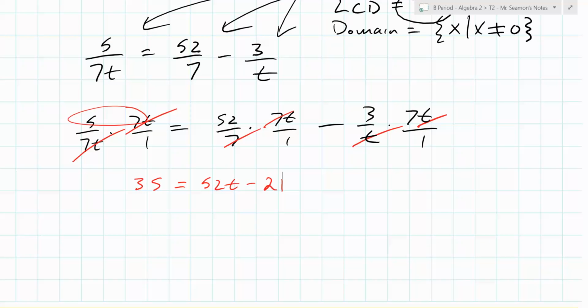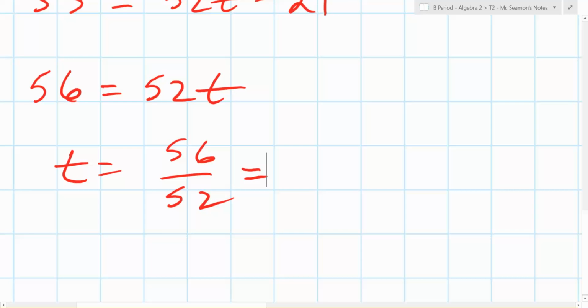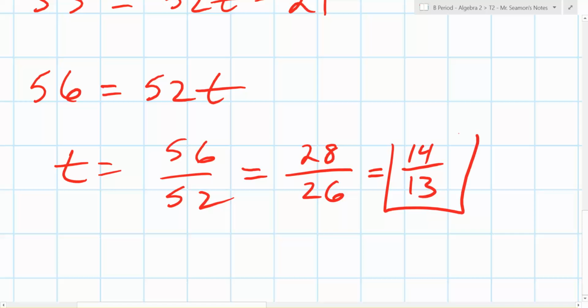So what do I add to both sides? 21. So you end up with 56 is equal to 52t. Now what do I divide both sides by? 52. So I get t is equal to 56 over 52. Simplify that fraction. What's half of 56? 28. What's half of 52? 26. Half it again: 14 over 13. That would be your final answer right there.